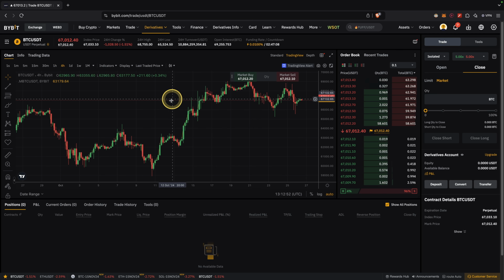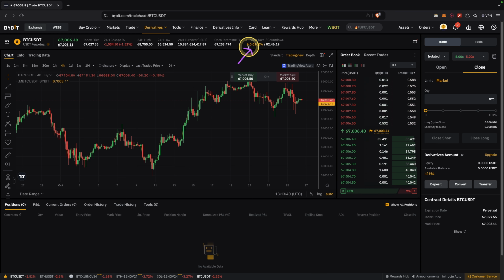Let me also show you the example right here within Bybit. Up here you can see, on every exchange you will see a so-called funding rate. So this is the current funding rate. As you can see, it is positive. So that means you have to pay it as a long position and you will get it funded as a short position. So currently more people are long, therefore the longs have to pay for the shorts.